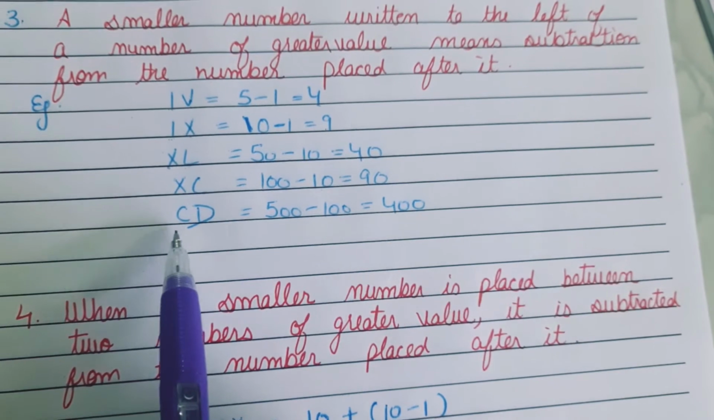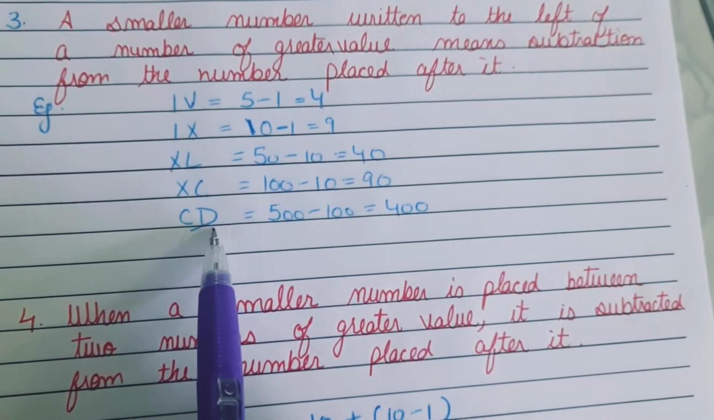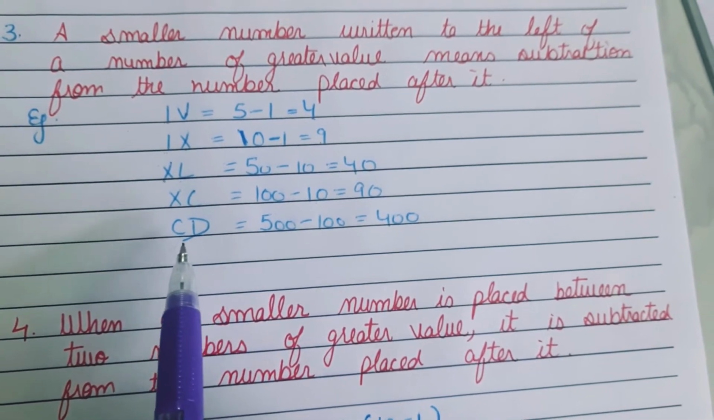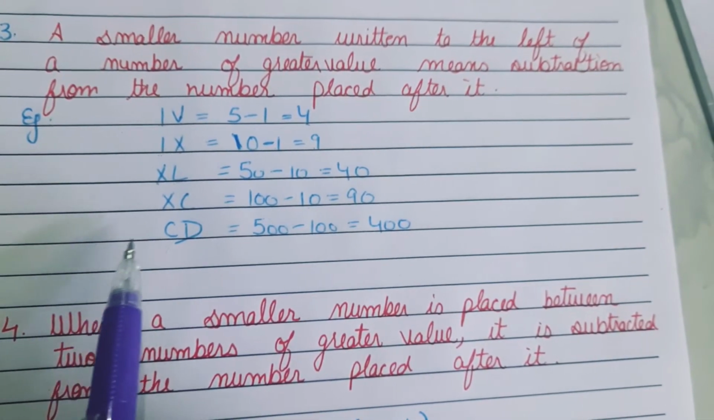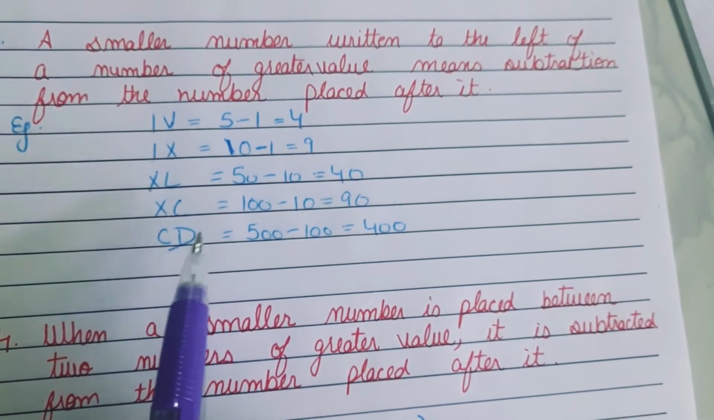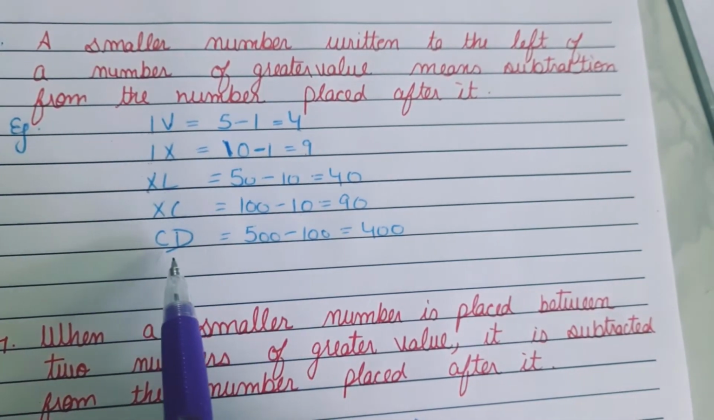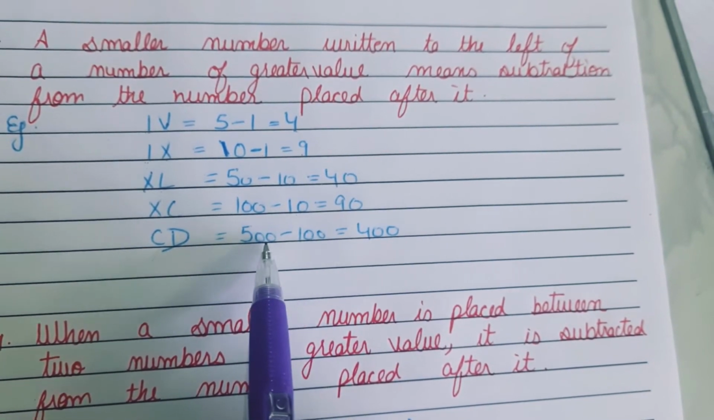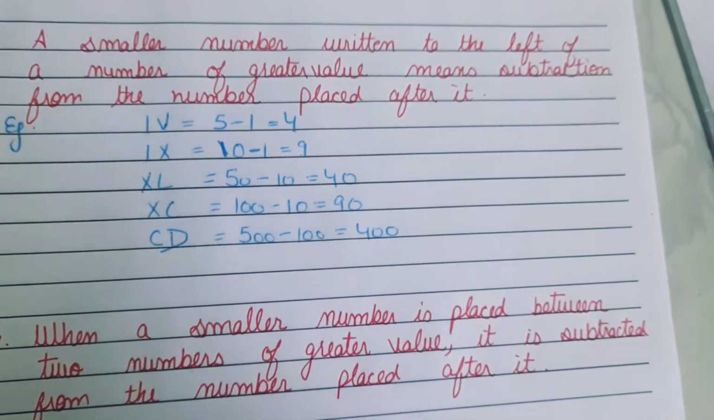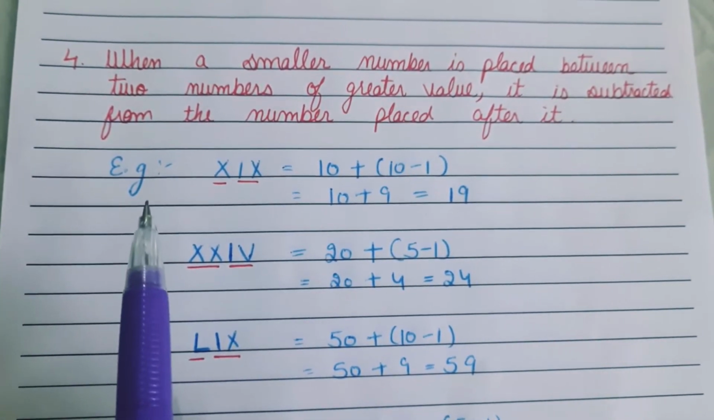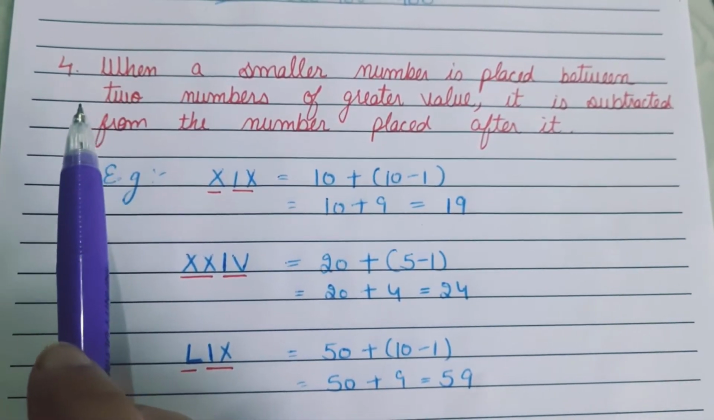Here the value of C is 100 and the value of D is 500. So again, the smaller number is on the left hand side and the greater number is on the right hand side. According to the rule, we subtract 100 from 500, which equals 400. Now our last rule, that is rule number 4.